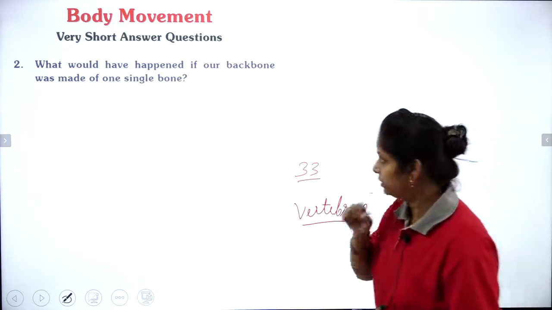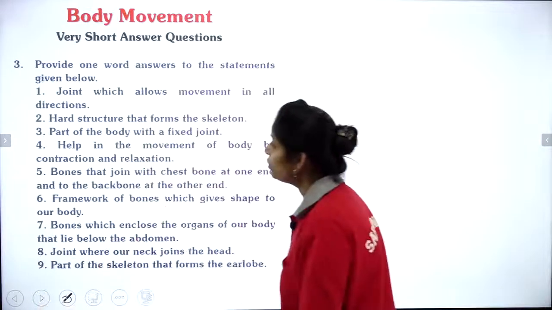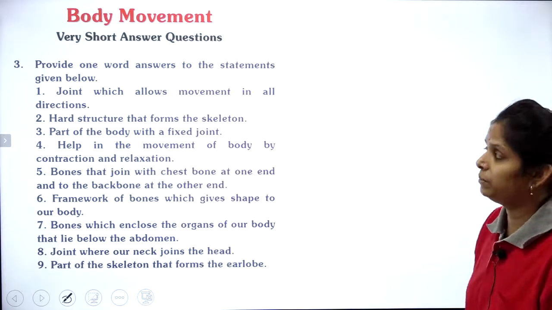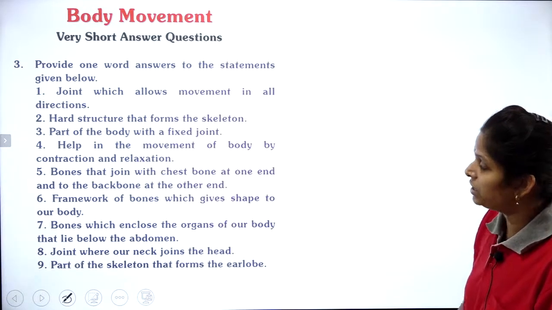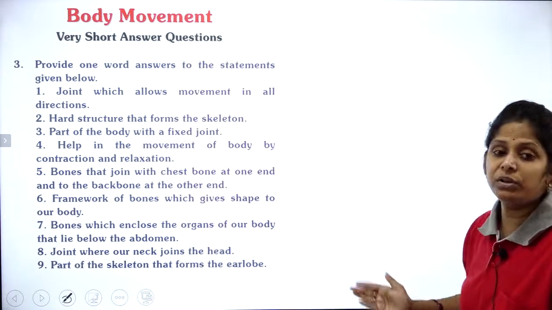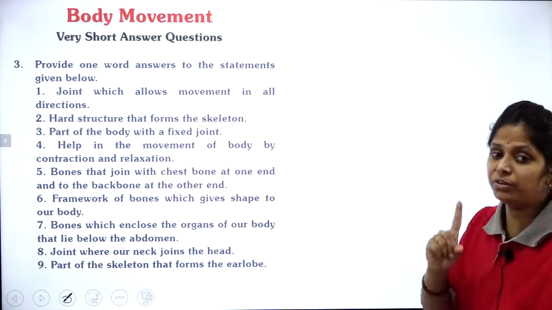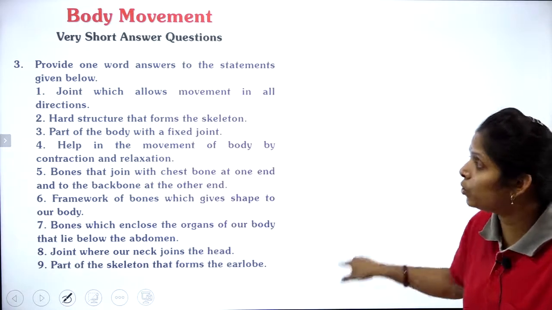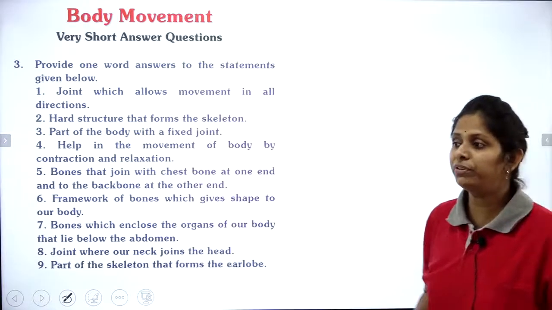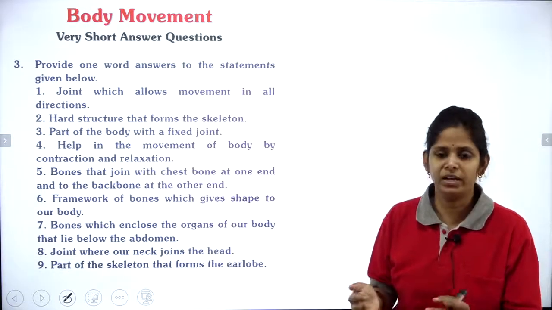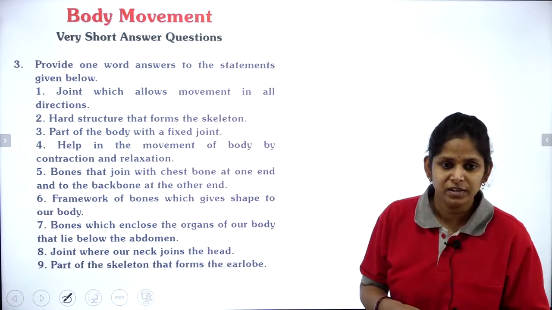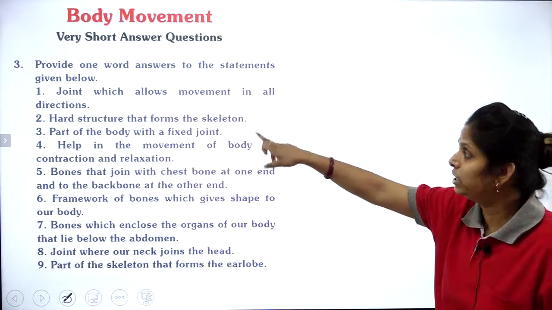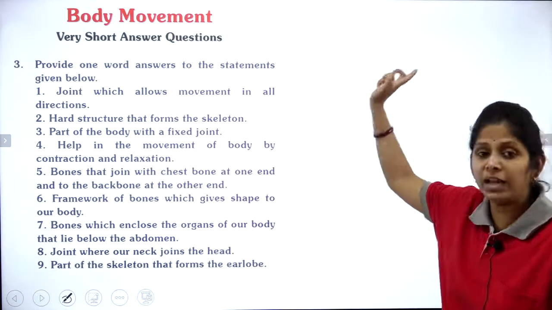Clear? Then after, question number 3. Provide one word answer to the statements given below. You can see 9 questions are there. You need to name the following, in one word. Joint which allows movement in all directions. I told you about different types of joints: ball and socket joint, hinge joint, pivotal joint. You have to write down the name of the joint which allows movement in all directions.